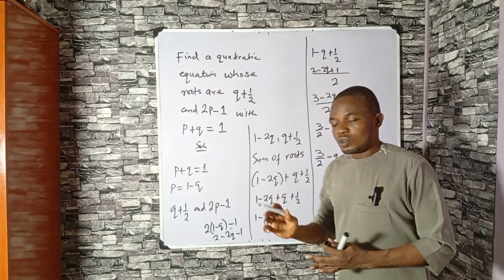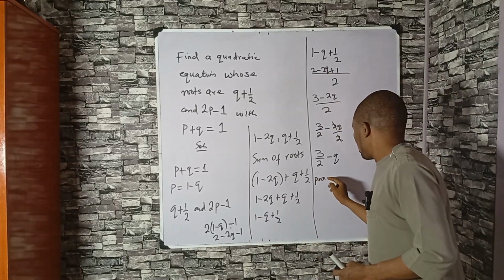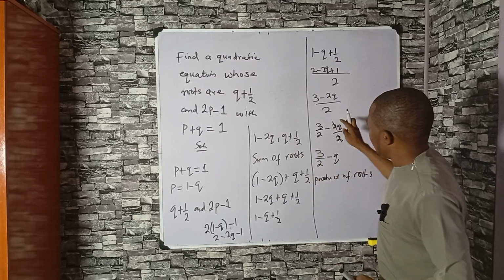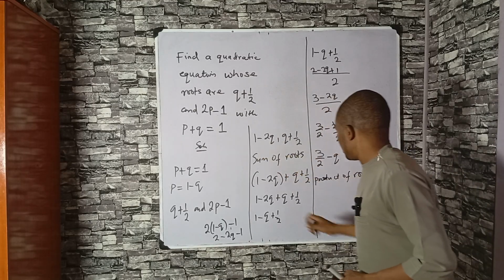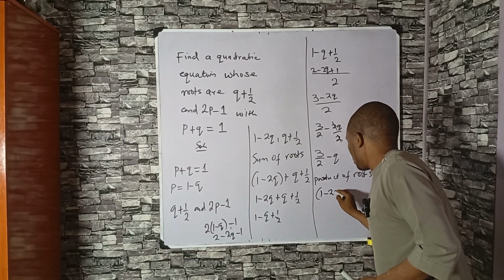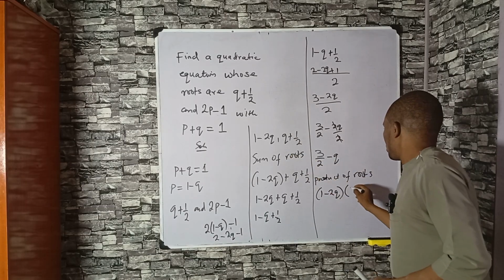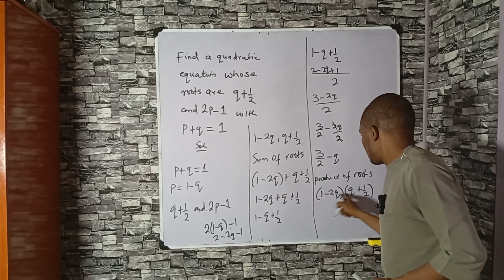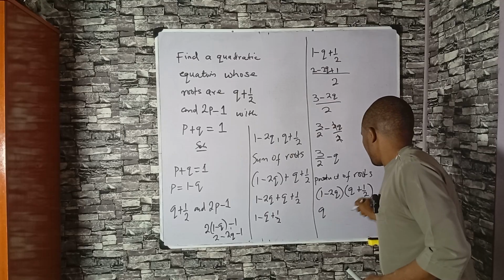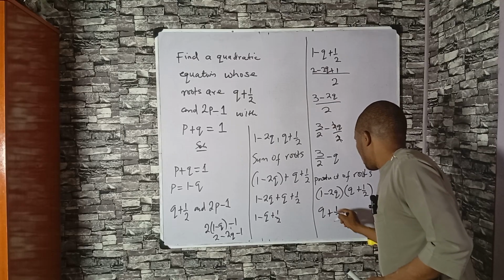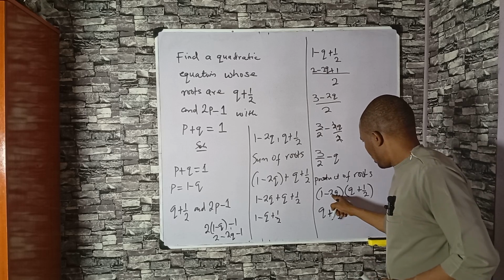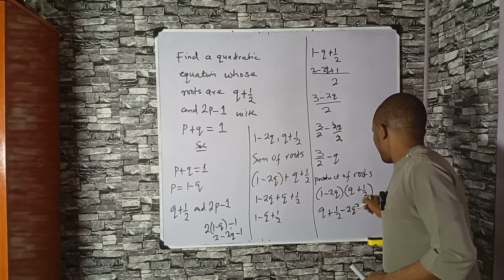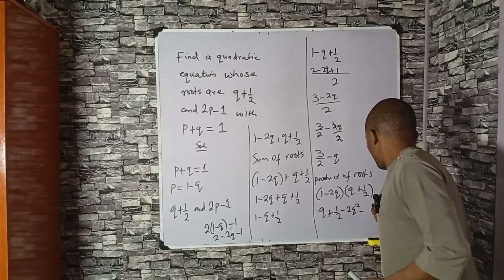So what happens when you multiply the roots? Product of roots. When you multiply these two roots, 1 minus 2Q times Q plus a half: this time this will give you Q. This time this will give you plus a half. Minus, then this time this will give you minus 2Q squared. Minus and minus is minus. This and this will give you minus Q.